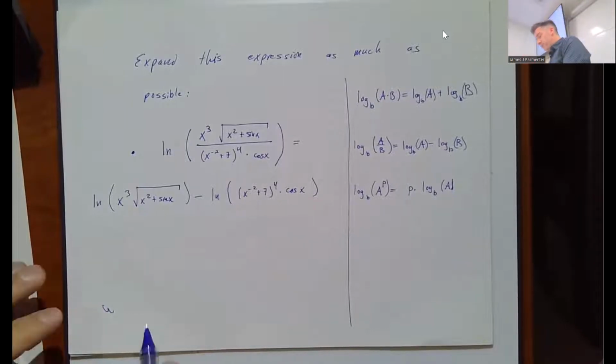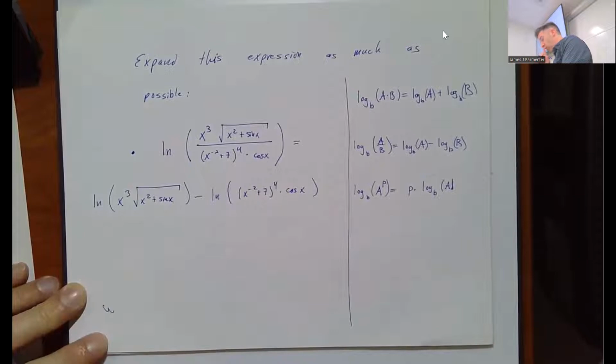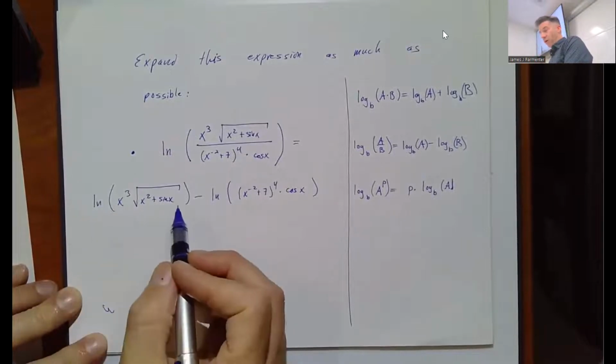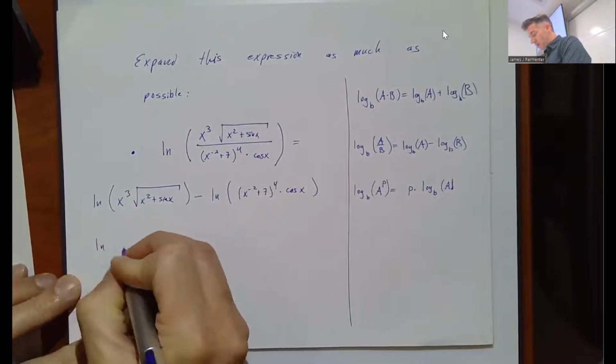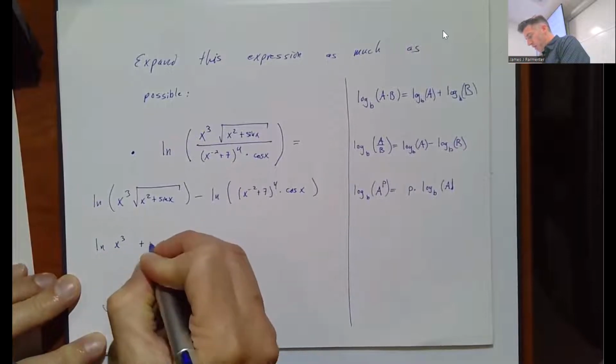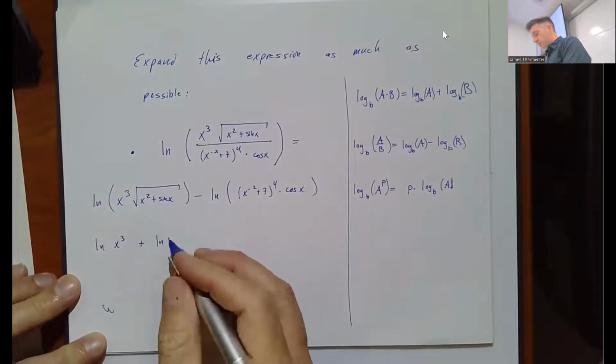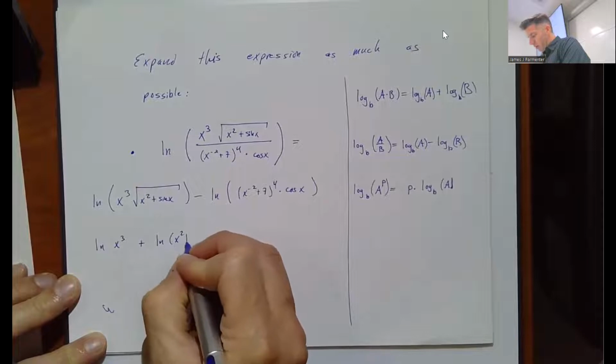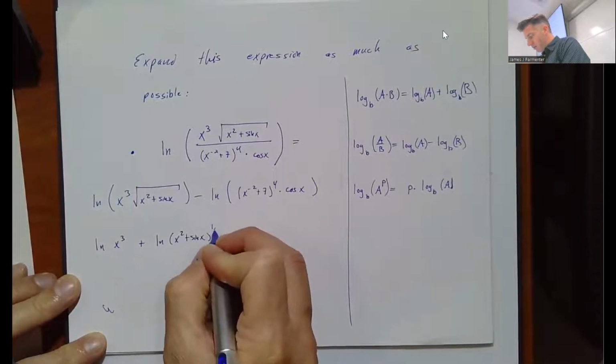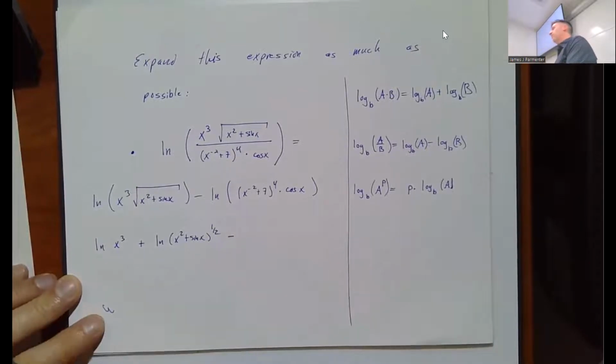So then I can break these up into more logarithms. I have a logarithm of a product. I can write this as the natural log of x cubed plus the natural log of, instead of the square root of x squared plus sine x, let's write x squared plus sine of x to the 1/2 power. Minus, now here's where you have to be a little extra careful.